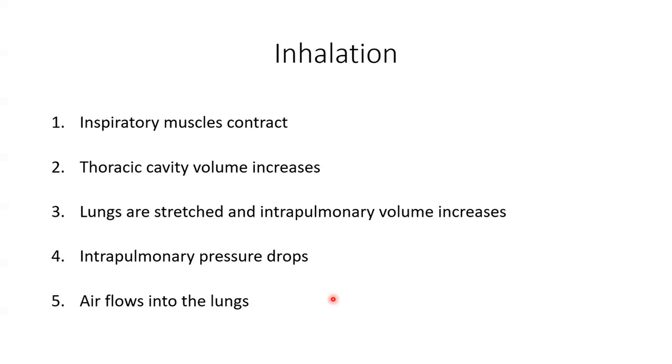So just quickly going over those steps again, and we will cover this again in the labs. But step 1 is that our inspiratory muscles contract. When these muscles contract, the thoracic cavity volume increases. Our lungs are stretched with our thoracic cavity, so the volume of our lungs also increases. Because the volume is increased, the pressure within our lungs must decrease. That change in pressure means that air flows from the atmosphere down into the lungs. So that's inhalation or breathing in.